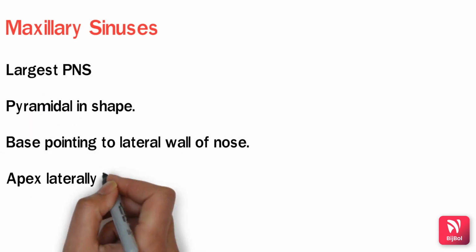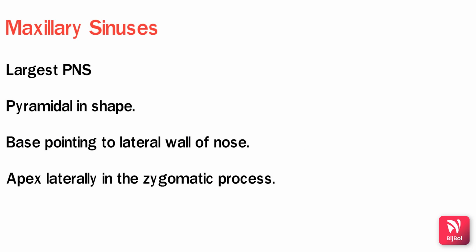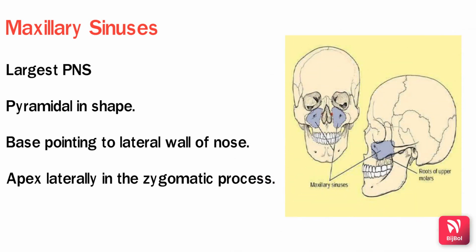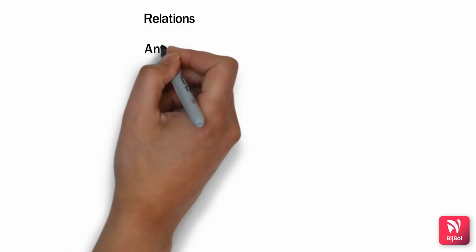Maxillary sinus is the largest paranasal sinus. It is pyramidal in shape. Its base is pointing to the lateral wall of the nose and apex lies laterally in the zygomatic process. In this diagram, the light purple color indicates the maxillary sinus. You can see the base is pointing towards the lateral wall of the nose and apex lies laterally in the zygomatic process, and the shape of the maxillary sinus is pyramidal.